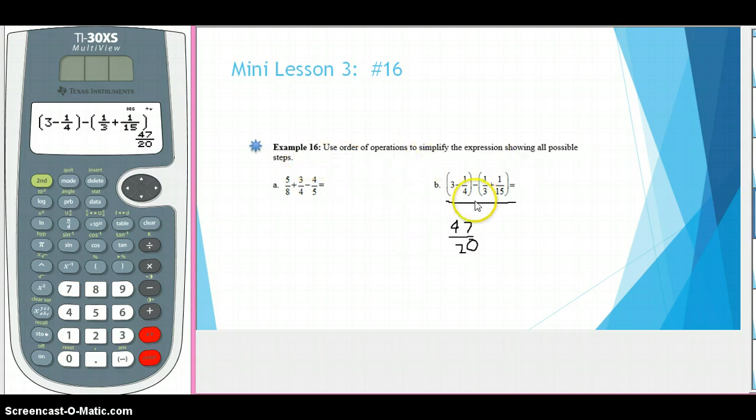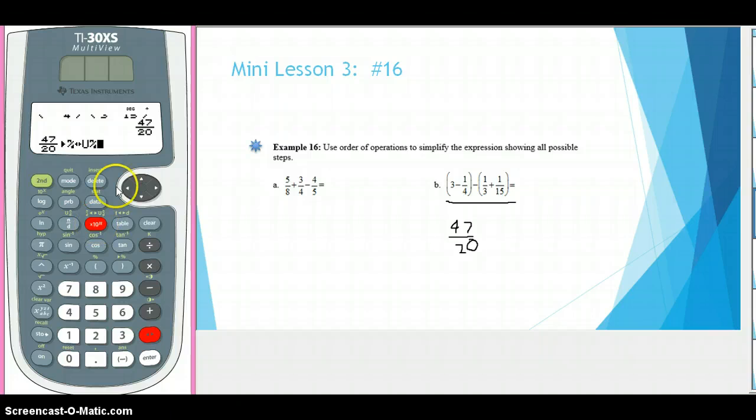And now let's also write it as a mixed number. So 47 is larger than 20. To change it to a mixed number, here's another trick. I've already hit enter, so I don't need to retype this. If I just hit second and this button, it will take your previous answer and perform the operation of changing it into a mixed number. So you don't have to retype it. I just hit second and this right away, and we get 2 7/20.